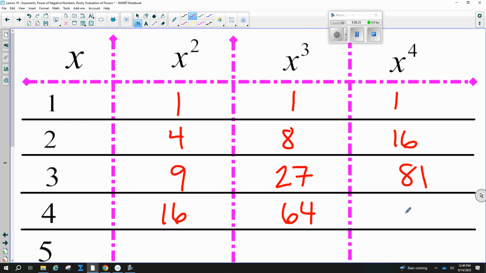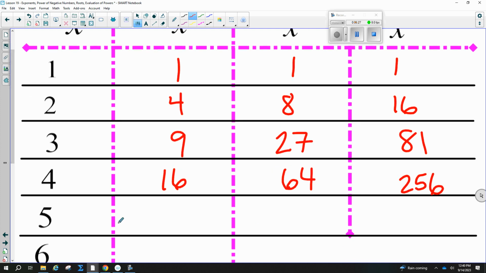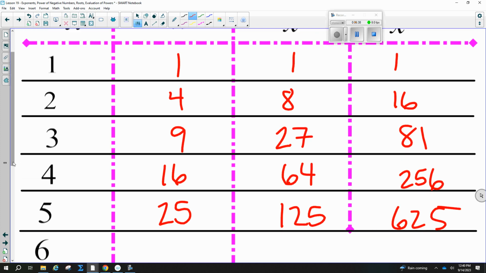All right, now let's do our 5s. What's 5 squared? All right, 5 cubed, 125. And 5 to the 4th is 625. Good job. You probably only need to know those through the cubes and through the 4th roots, okay?